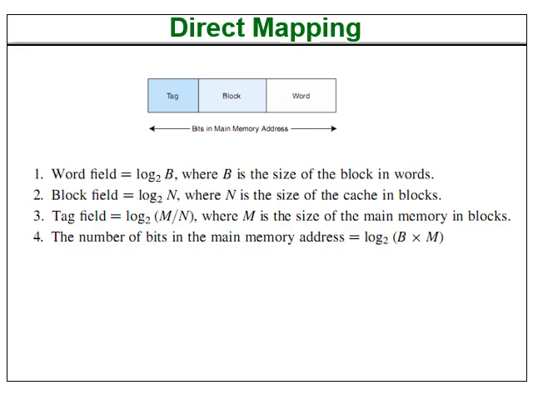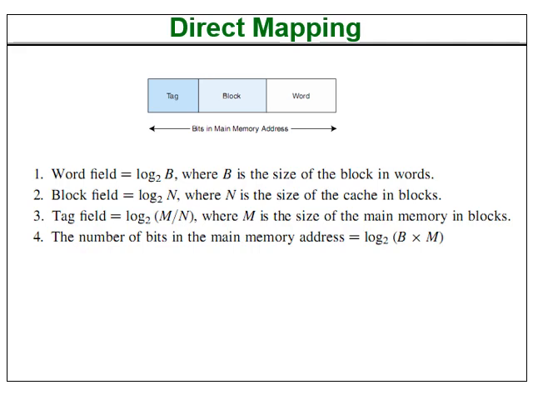So you can see over here, the length of the word field is log base 2 B, where B is the size of the block in words. In our case, the size of the block in words is 4. Each block is made up of 4 words. So the length of the word field is log base 2 of 4, that is equal to 2.